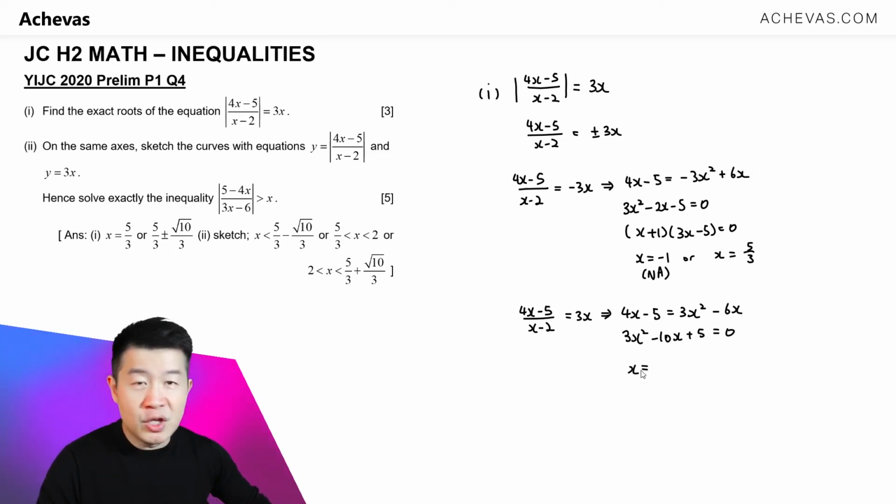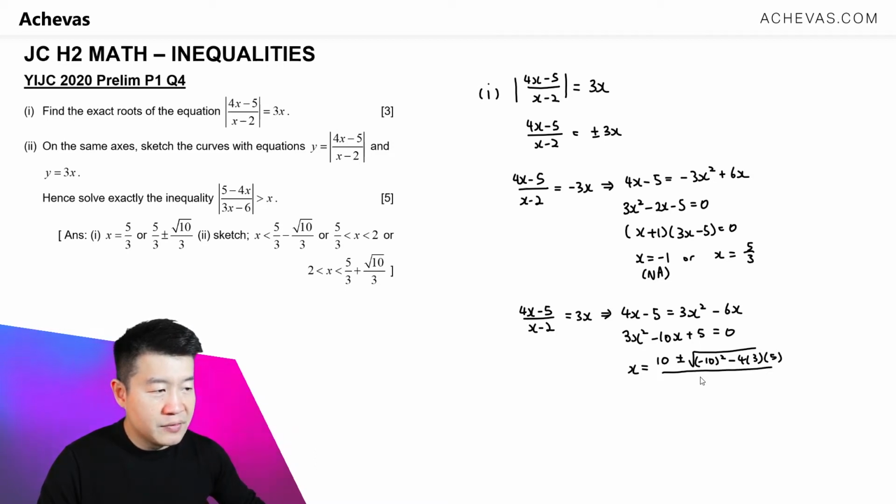Making x the subject by making use of the quadratic formula, we have minus minus 10, so it will be 10, plus or minus square root of (minus 10) squared minus 4 times 3 times 5, divided by 2 times 3. So we have 10 plus or minus square root of 40 divided by 6. Square root of 40 is square root of 4 times square root of 10. Square root of 4 is equal to 2. So 2 square root of 10 divided by 6.